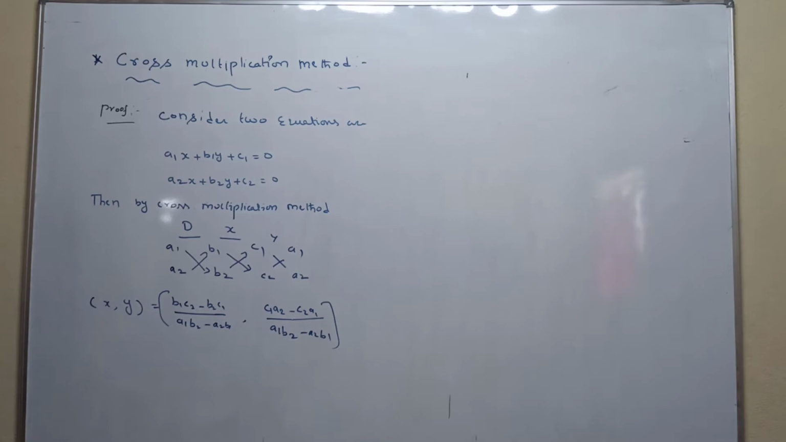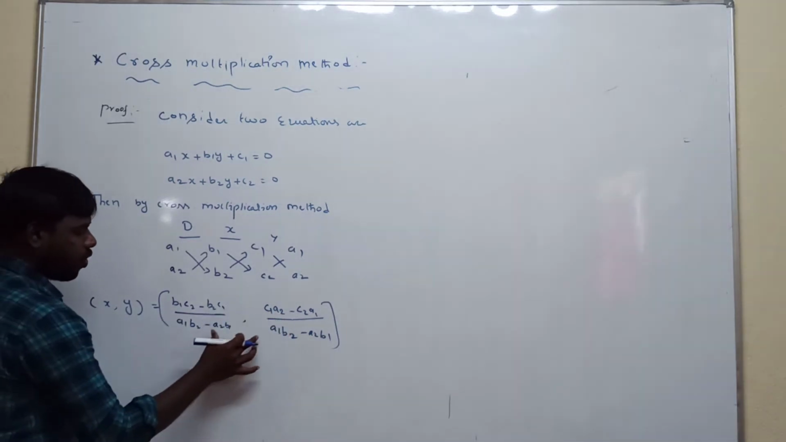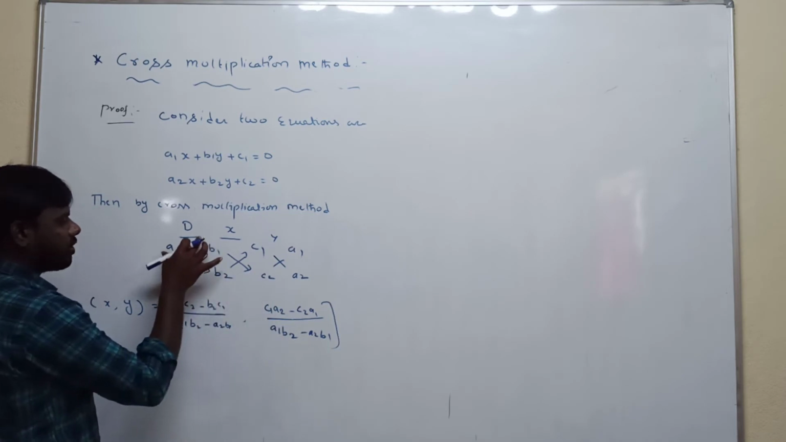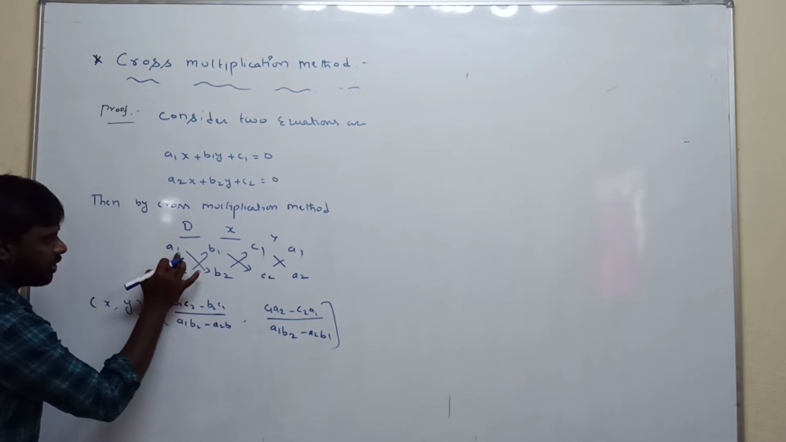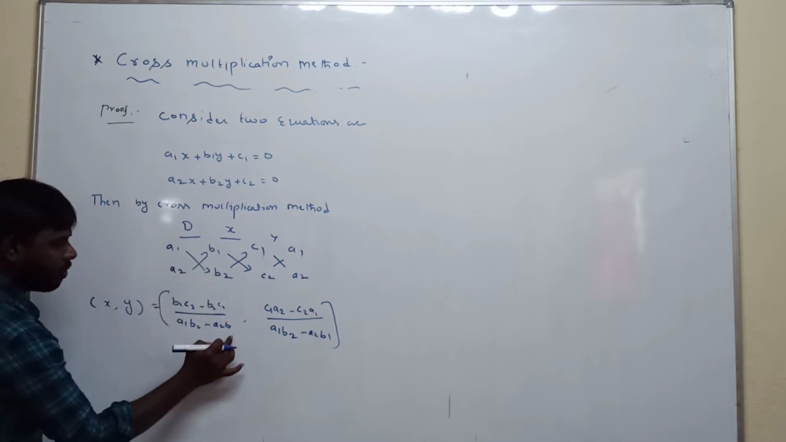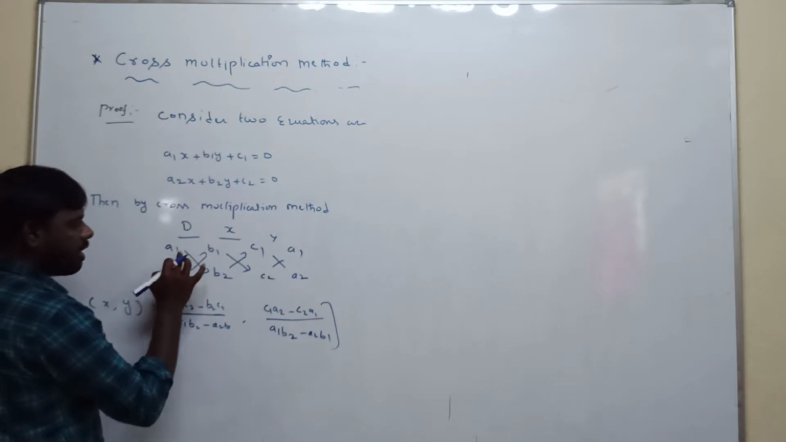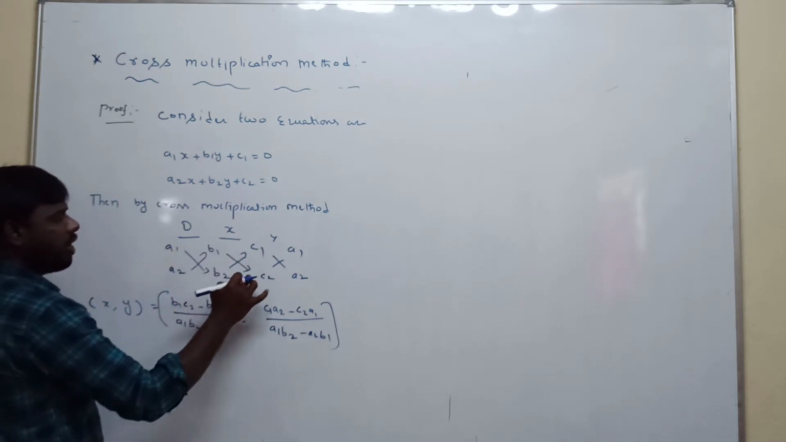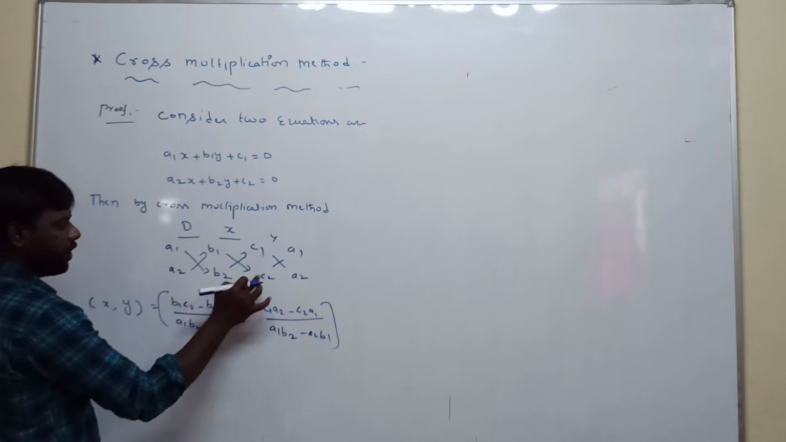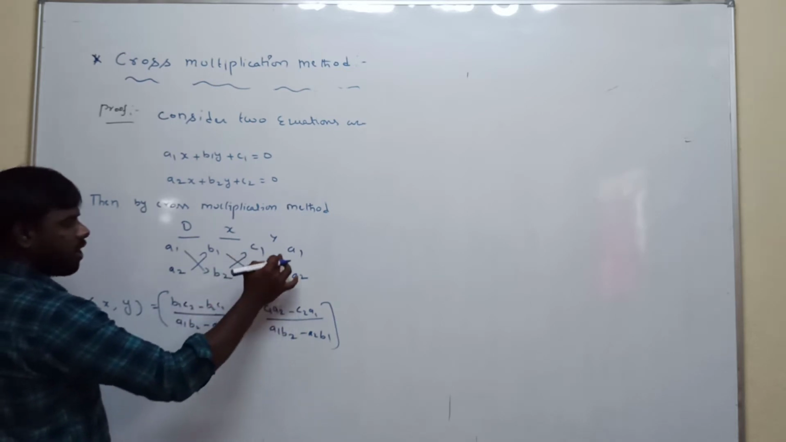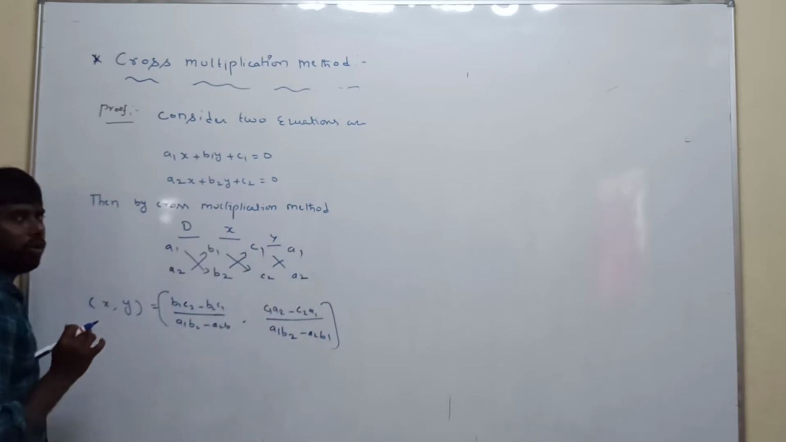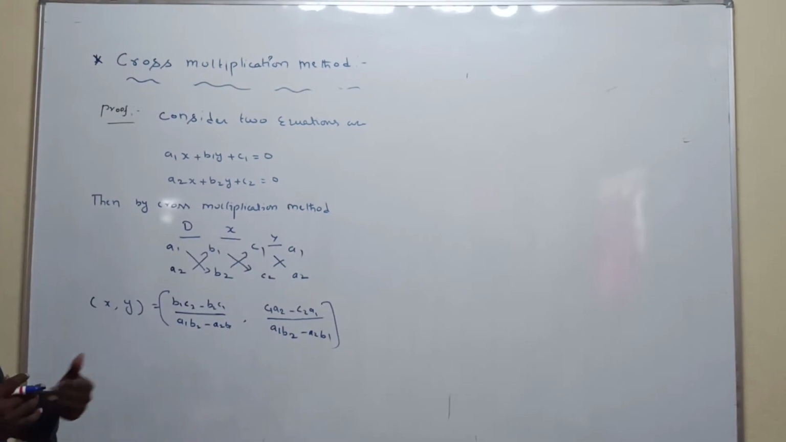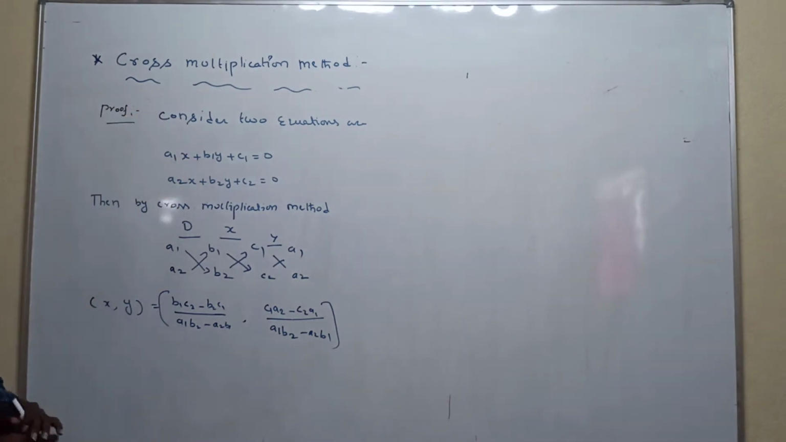How to apply the cross multiplication: the x and y denominator values are both the same. First, by cross multiplication, we take the denominator value: a1 b2 minus a2 b1. The y denominator is also the same thing, a1 b2 minus a2 b1. This value you take as the x numerator: b1 c2 minus b2 c1. This value you take as the y numerator: c1 a2 minus c2 a1. Now, according to this formula, we can solve the problem using the cross multiplication method. See the first question.